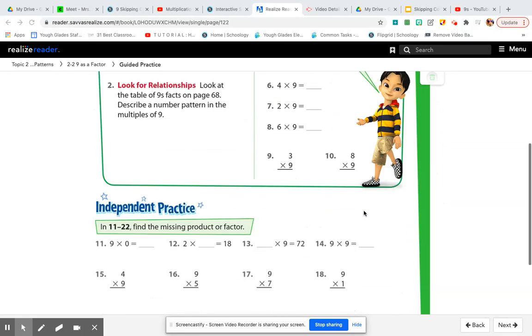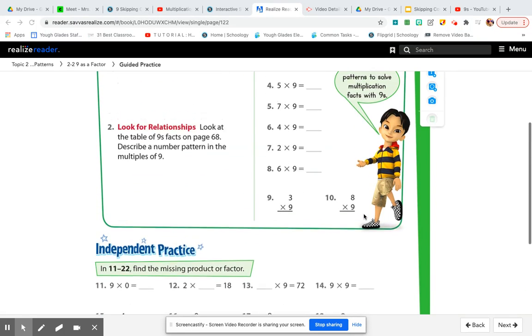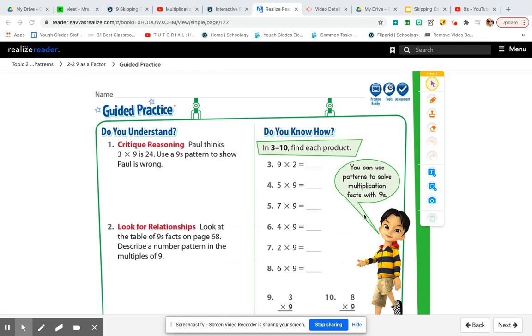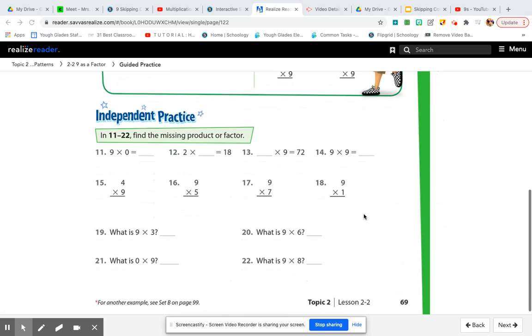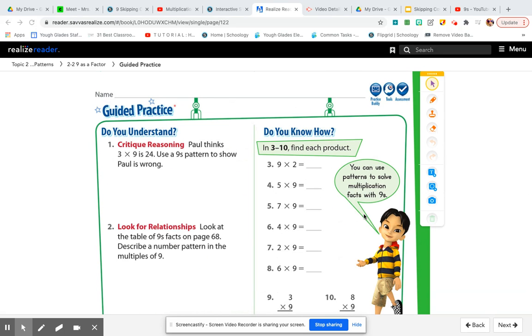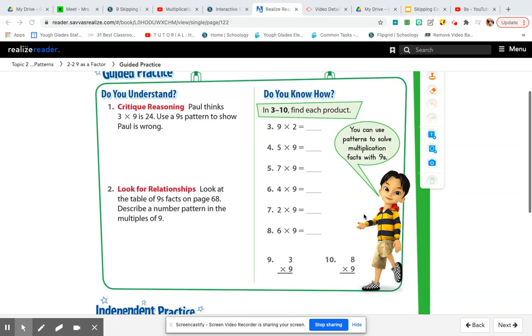Hi, third grade. We are going to go over page 69. This is your assignment for today. We went ahead in class today and reviewed our skip counting by nines song, and we also talked about the patterns that we noticed in 9. Going back, let's talk about that for a second.